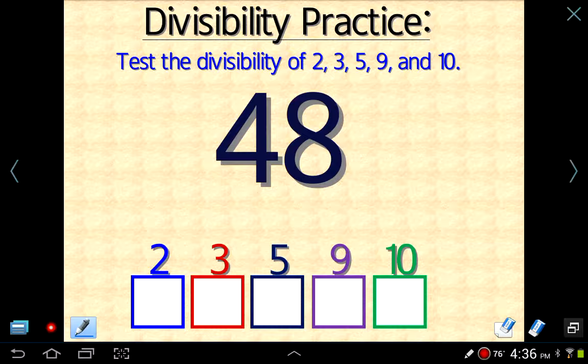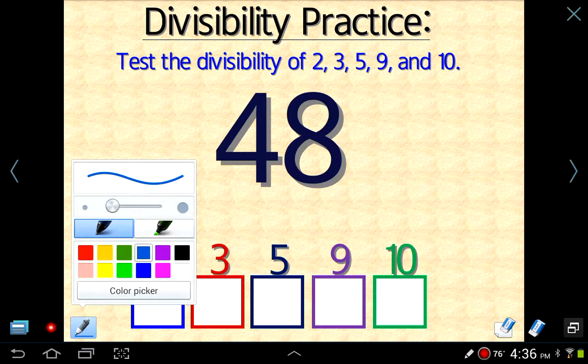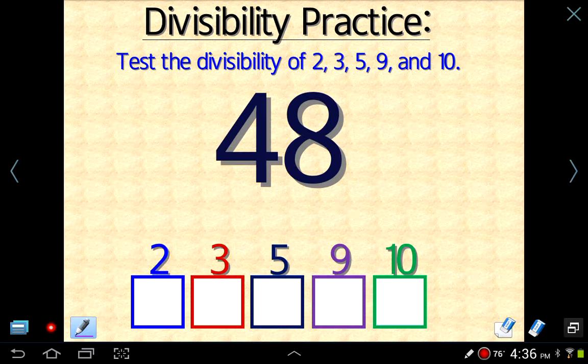So does 2 divide into it? Let me call my mom, ask her, and see what she says. And she told me yes. And my mom told me that it ends with an 8. Therefore, 2 goes into it. Why is 8 a good number? Because it's even.